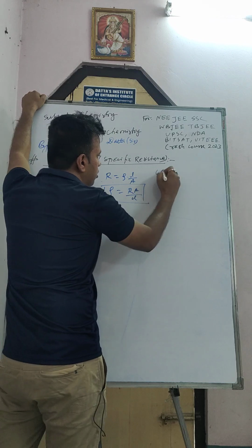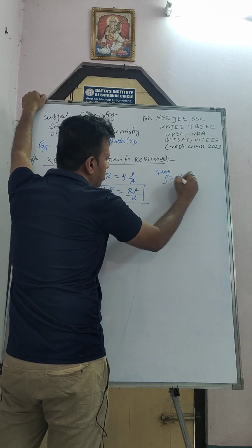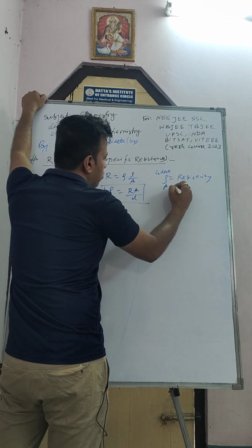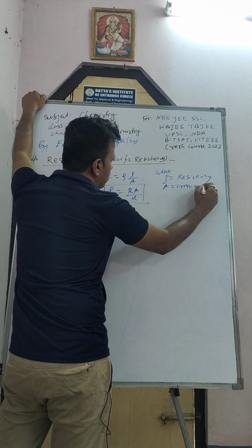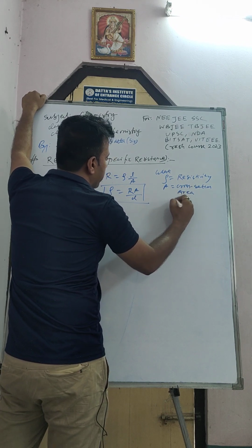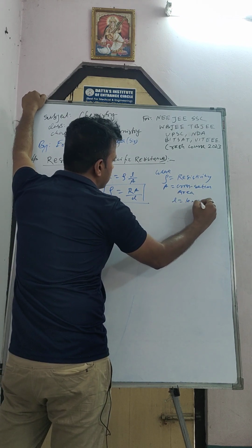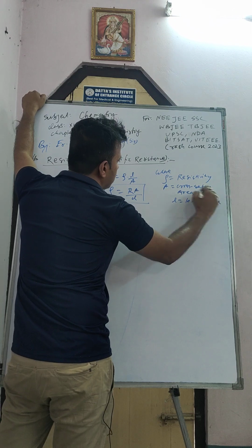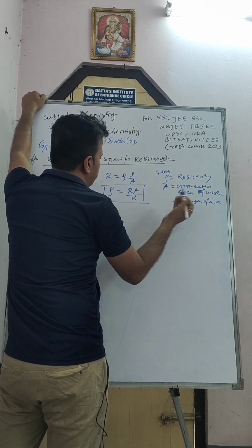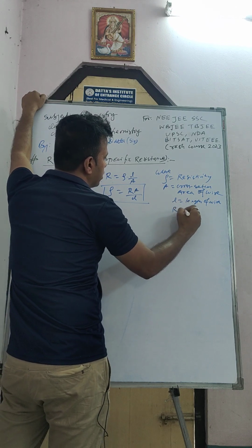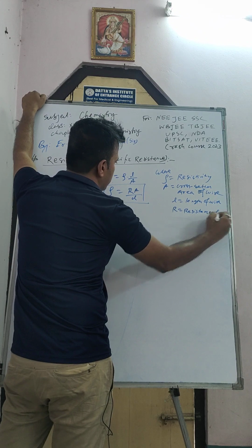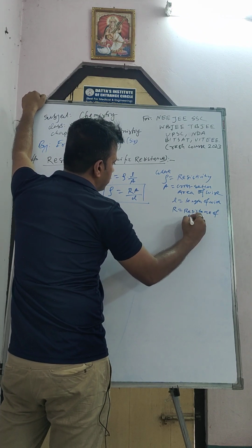Here rho equal to resistivity, A equal to cross section area, and L equal to length of wire, and R is the resistance of wire. Okay, I just write down the formulas.